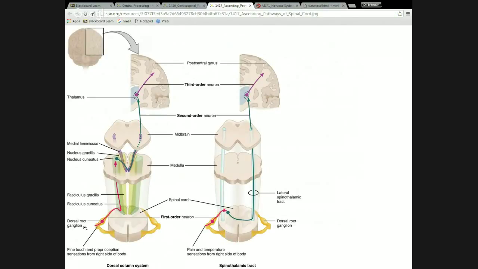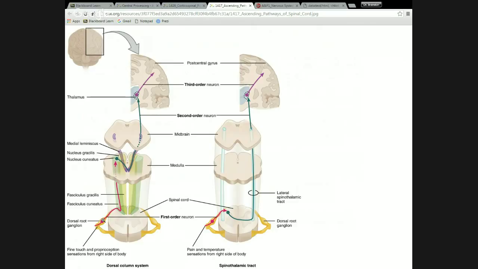Both of these tracts start with input coming from the dorsal root ganglion and eventually going up to the postcentral gyrus, or the primary somatosensory cortex in the brain, on the left side again. So right side input, left side processing. Both of these pathways have 3 neurons represented here.